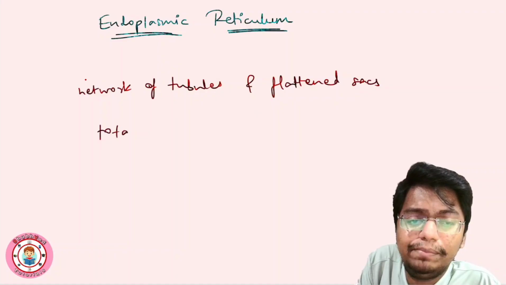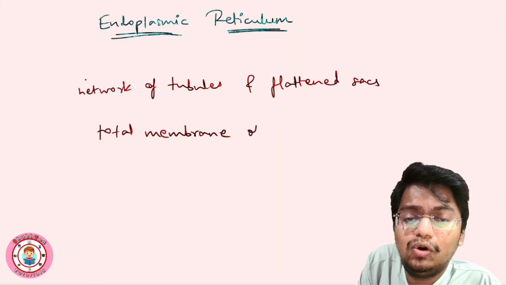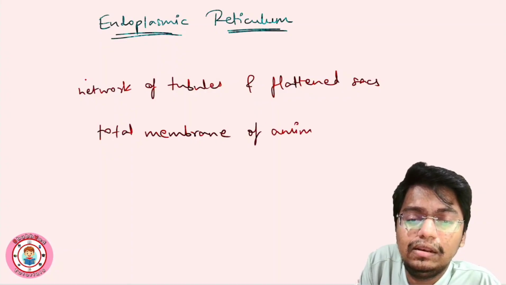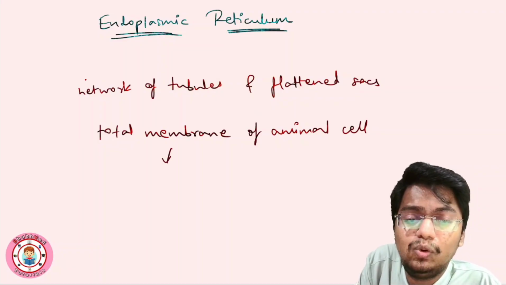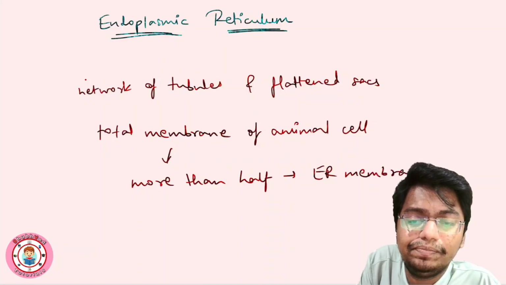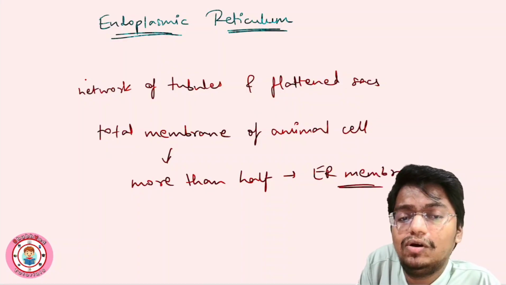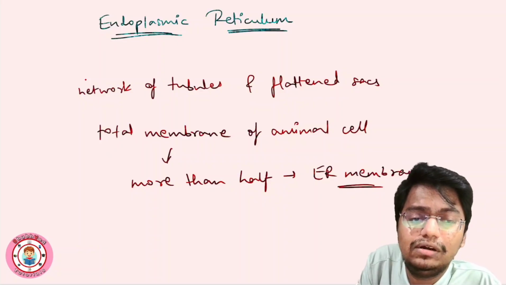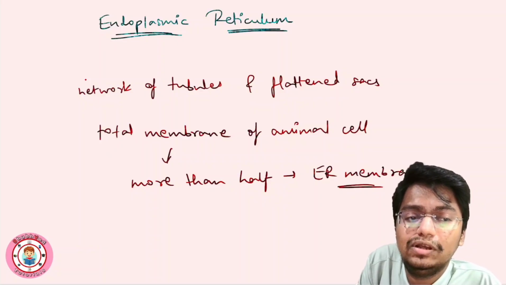And the total membrane of an animal cell, more than half is ER membrane. Got it? ER membrane. So the ER membrane is more than half of the total membrane of the animal cell. Got it? So let's see now.